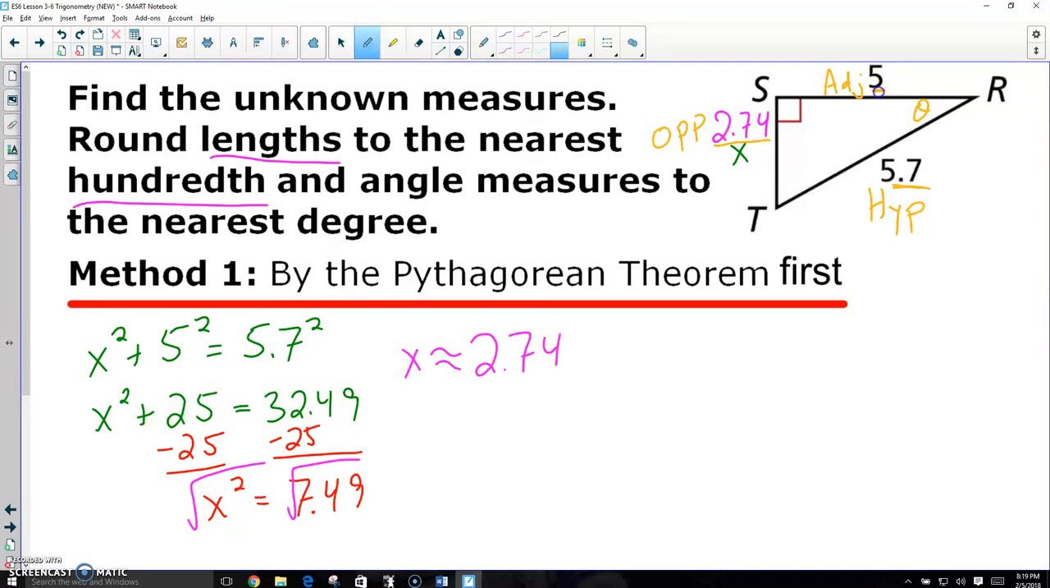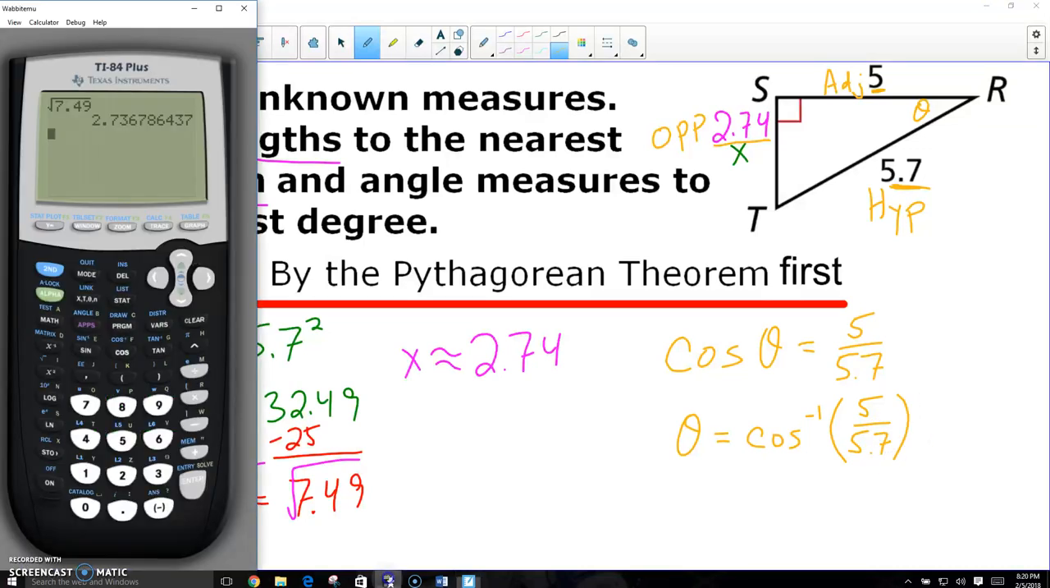So if I'm going to use two numbers, I want to use the 5 and the 5.7, which is adjacent and hypotenuse. Adjacent and hypotenuse gives me the cosine. So we would say the cosine of theta, or I could say the cosine of R, is equal to 5 over 5.7. Now remember here we're solving for an angle. Anytime we're solving for an angle, I have to use the inverse.